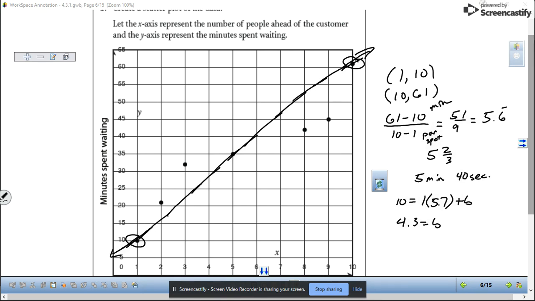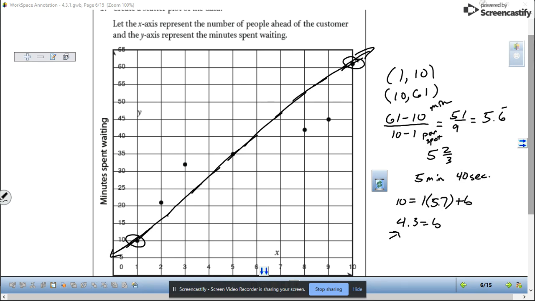And think about the context here. If there's 0 people in front of you, do you really have a wait time of 4 minutes? Doesn't really make sense, does it? If there's nobody in front of you, your wait time should be 0. Okay, so the context here doesn't really match. So you do need to be aware of what it means in the context of the problem.